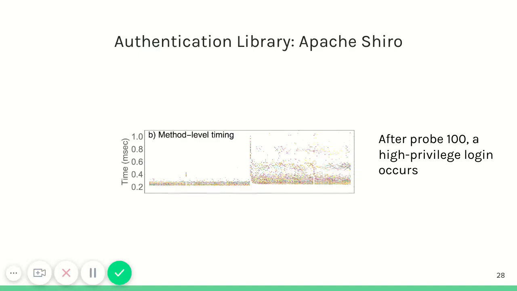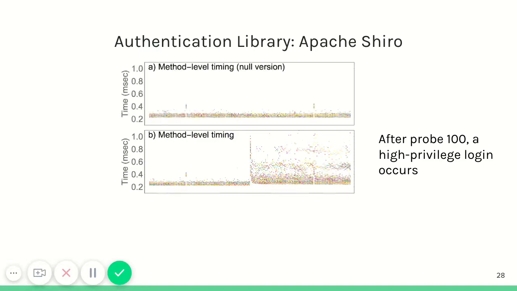To determine whether this was really because of the atypical high-level login and not some other aspect of our experiments, we also performed a null version of the same experiment. This time, after the 100th probe, some other low-level user authenticates. As you can see, the timing behavior of our following probes is unchanged, confirming our suspicions that the change in timing behavior is due to the atypical high-level login.